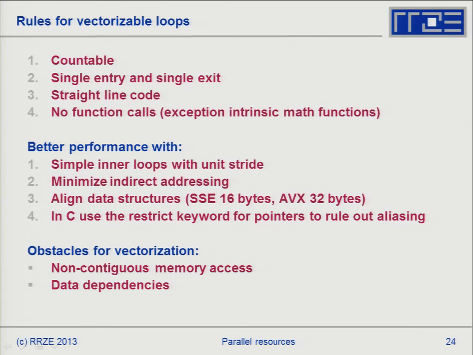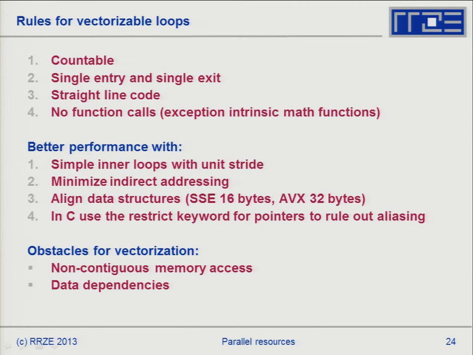So these are the prerequisites. You can get better performance if you adhere to the following rules. Use simple inner loops with unit stride. The compiler will sometimes even vectorize loops which do not have unit stride. What the compiler does in these cases is it uses scalar loads to assemble vector registers and then uses a vectorized arithmetic instruction. That's complete nonsense. But the compiler can then say, I have vectorized the loop.